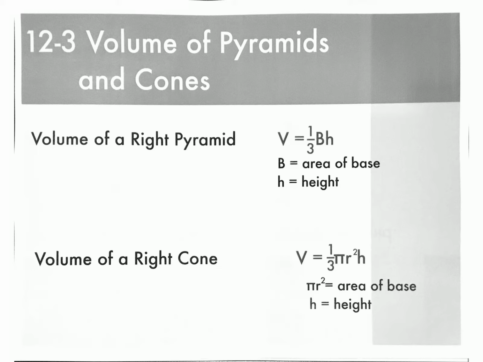If it's a hexagon, a square, a rectangle, a triangle, as to what formula you're actually going to use for that B. Volume of a right cone is 1/3 pi r squared h. Now, again, following the pattern of the right pyramid formula, that base shape for a cone is a circle, which is why we have pi r squared in there instead of a B.